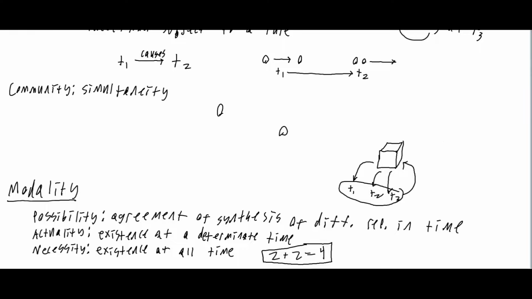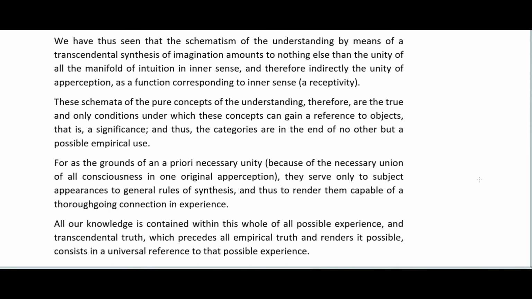So I wanted to conclude this video with a quote at length from this section of the Critique of Pure Reason, because I think this sums up what Kant was trying to do in this part of the book. And so he says, we have thus seen the schematism of the understanding by means of a transcendental synthesis of imagination. And so imagination, remember, is that faculty that he talks about that can call up all of the different representations and bring them together into a unified concept, amounts to nothing else than the unity of the manifold of intuition in inner sense, and therefore indirectly the unity of apperception as a function corresponding to inner sense.